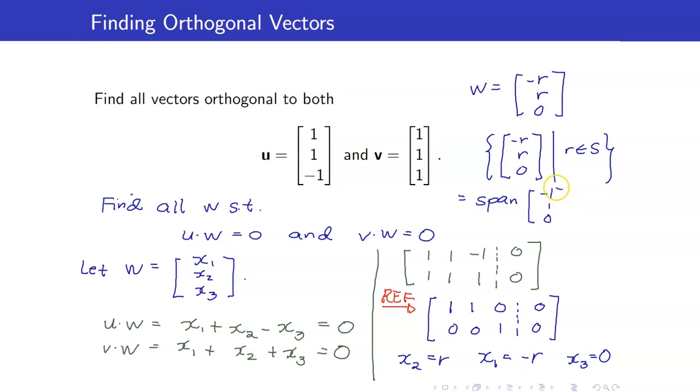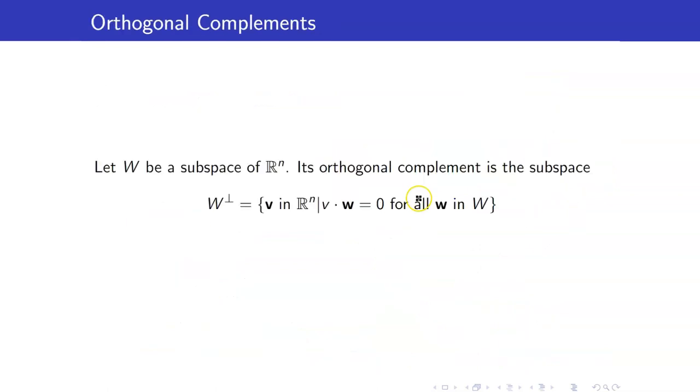If we put this in a set, this is the span of negative 1, 1, 0. Let us now discuss orthogonal complement. Suppose that W is a subspace of Rn. Its orthogonal complement is the subspace of all vectors in Rn that are orthogonal to the vectors in W.